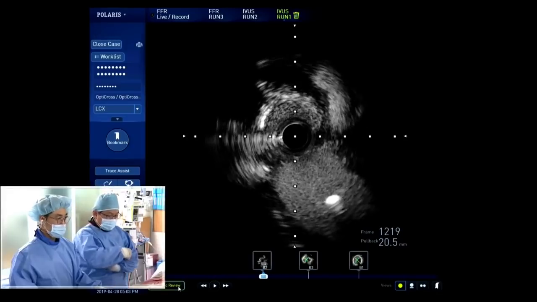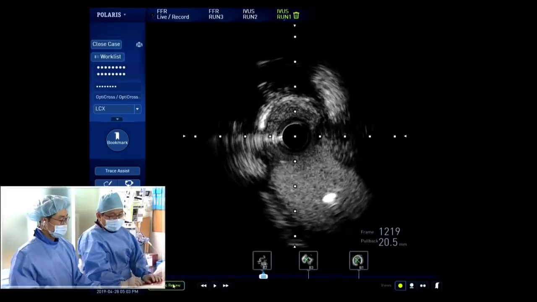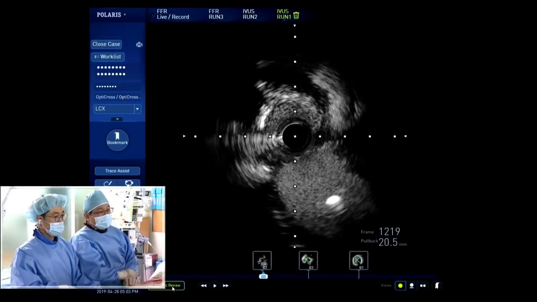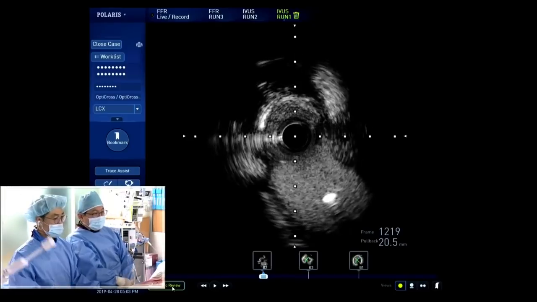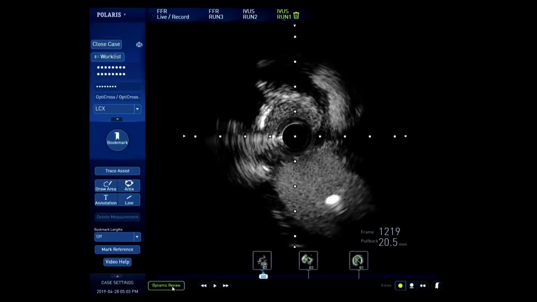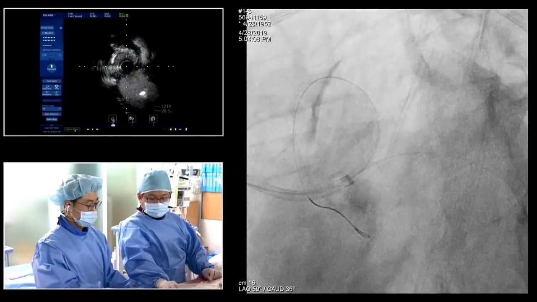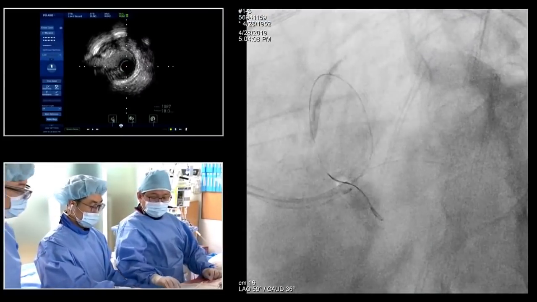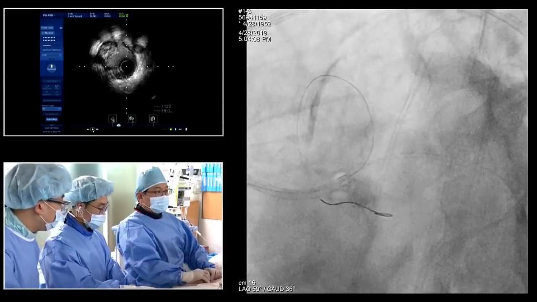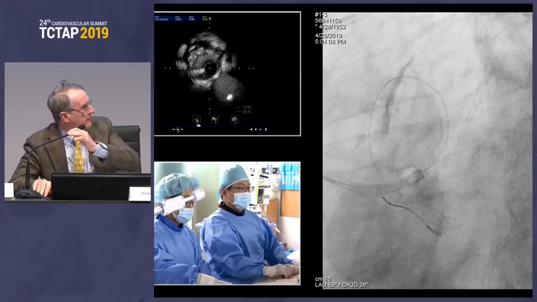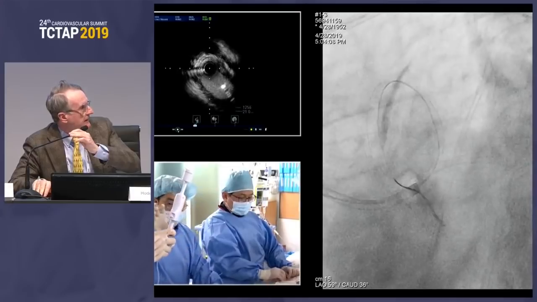So simple crossover may have high risk of circumflex jail for this patient. So I like to start with the two-stent technique. Sometimes the two-stent technique is simpler than the crossover technique. I agree. I have a question for Dr. Kimura. If you have this case in Japan, would you consider to prepare the lesion with directional atherectomy?